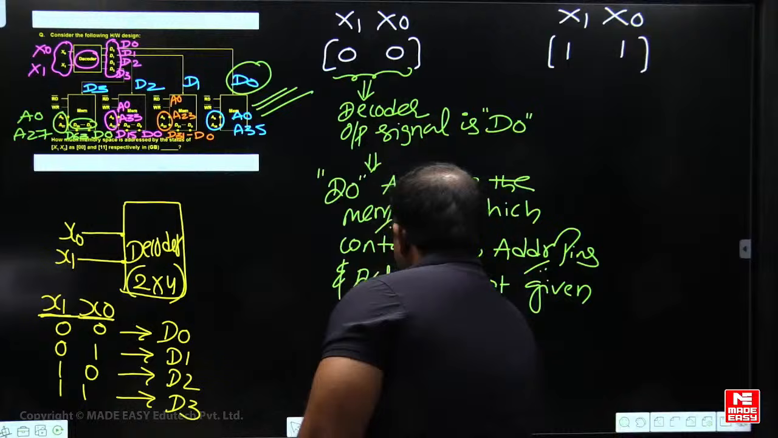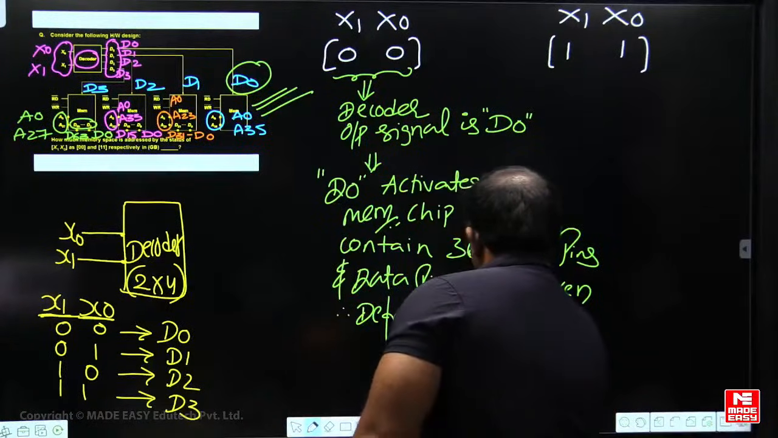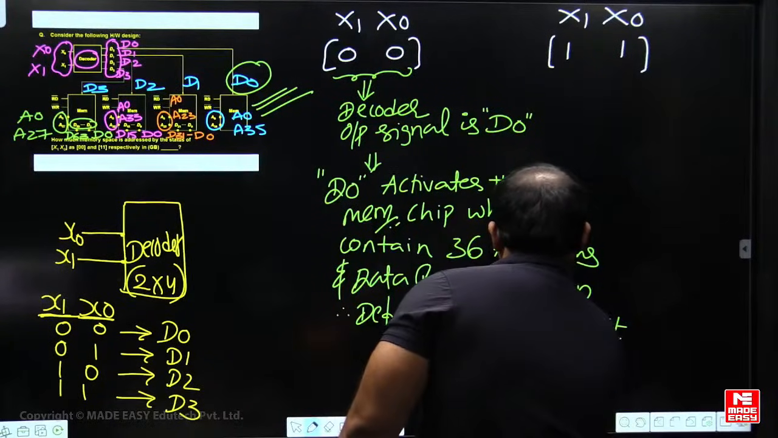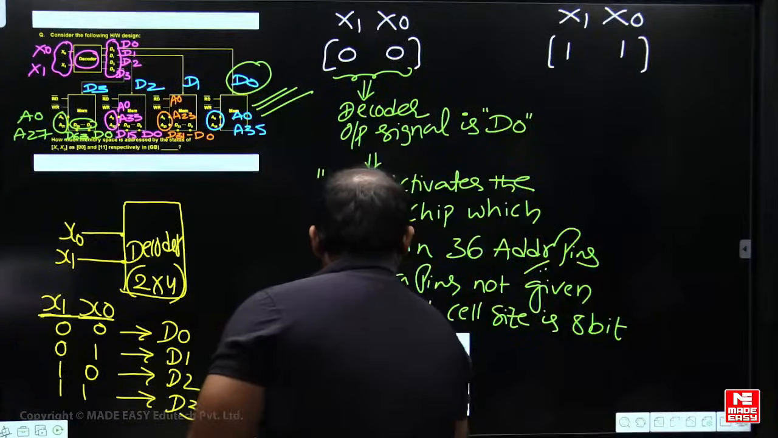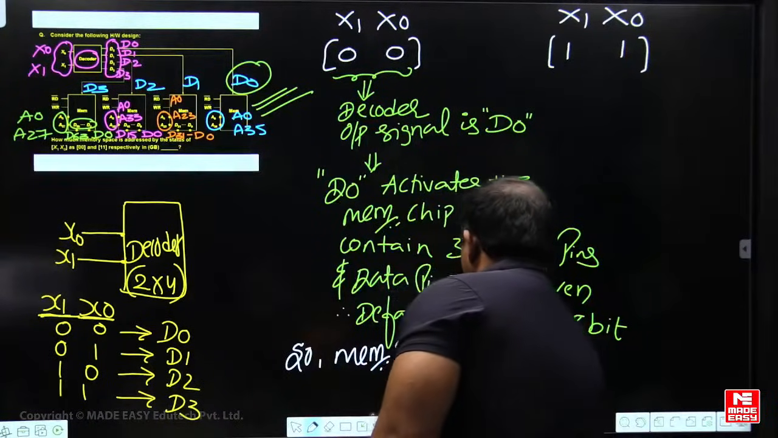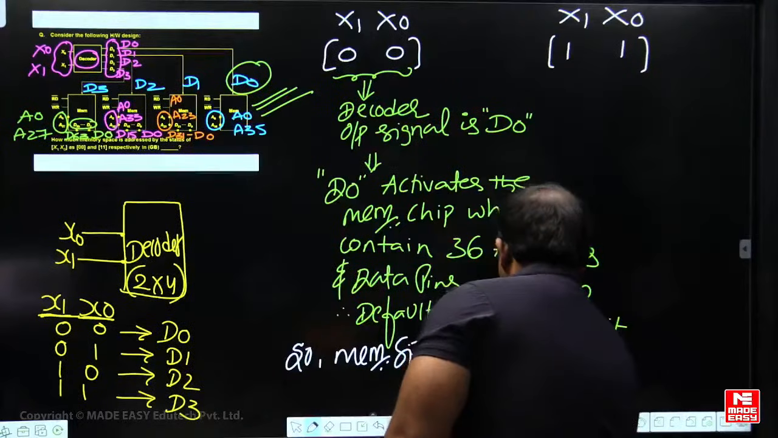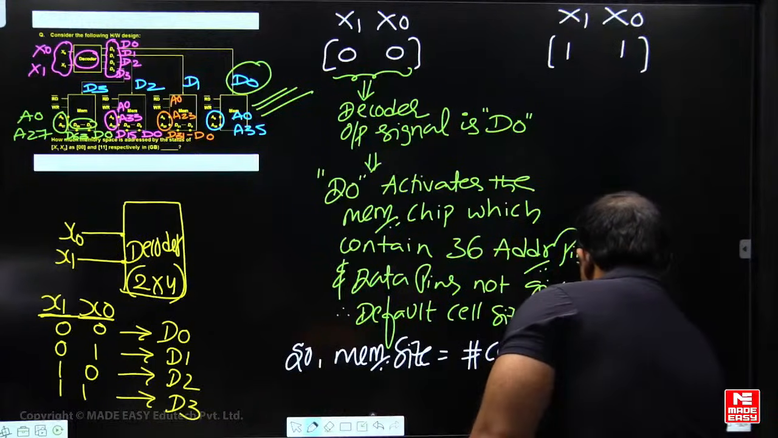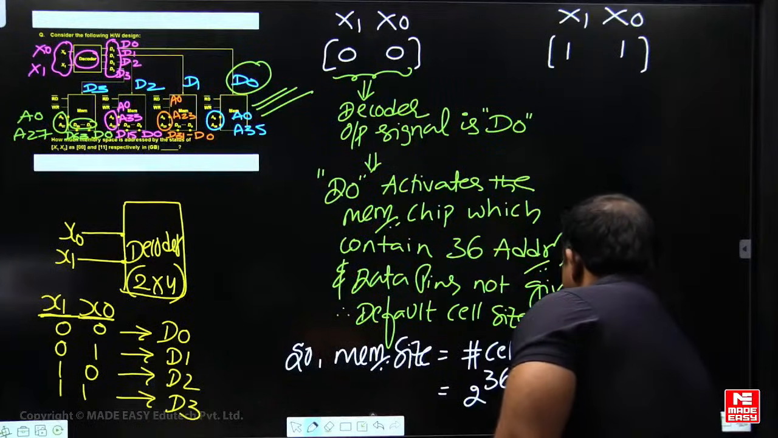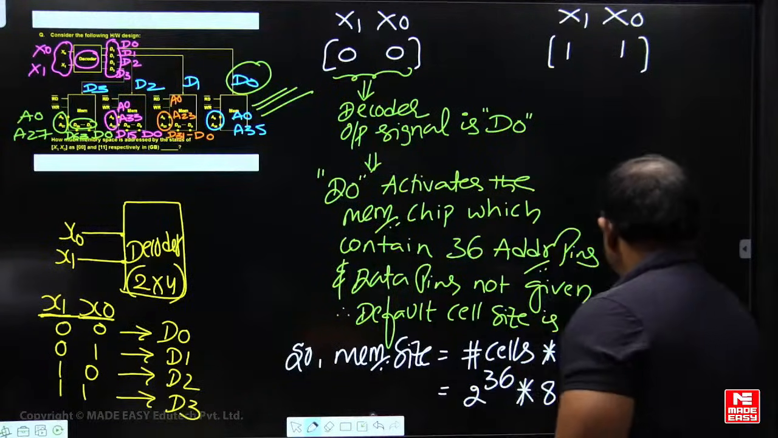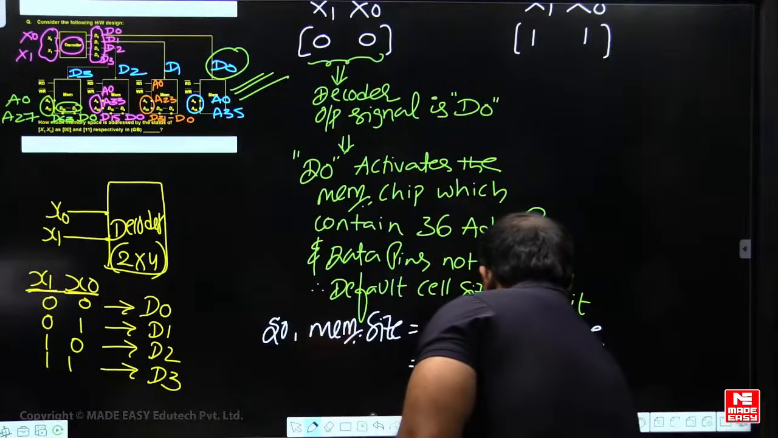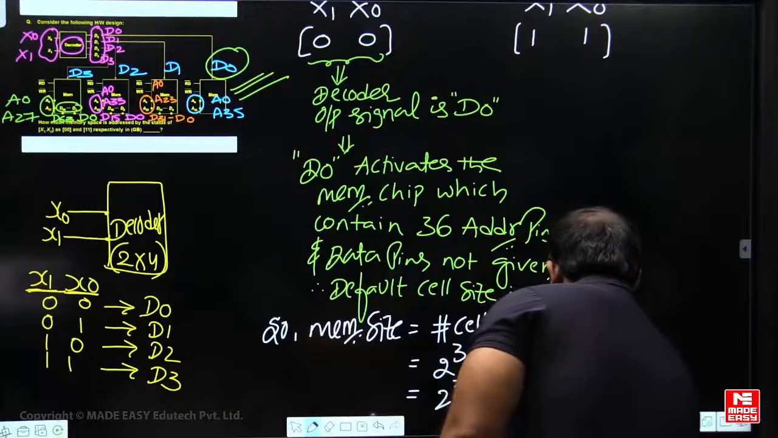Therefore, default cell size is 8-bit. That's it. Default cell size is 8-bit. So, memory capacity is equal to number of cells into cell size. Number of cells 2 to the power of 36 cells into 8-bit. Okay. So, this is equal to 2 power 36 bytes. This becomes 64 GB.